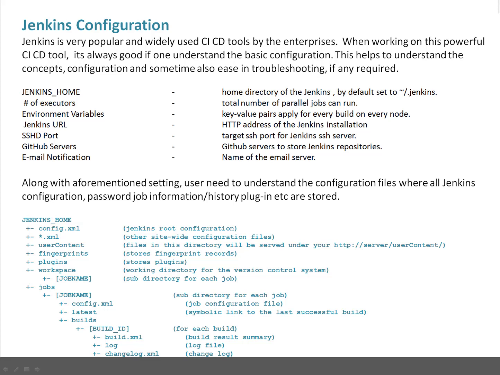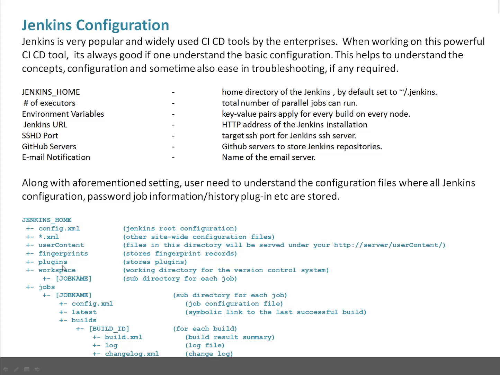As I mentioned, by default, Jenkins Home on Linux system is /var/lib/jenkins. So inside that directory, there is file called config.xml, which has Jenkins root configuration. All the XML files, they are basically site-wide configuration files. User content is the files and directory which will be served under the HTTP server. Fingerprint, it stores fingerprint records.